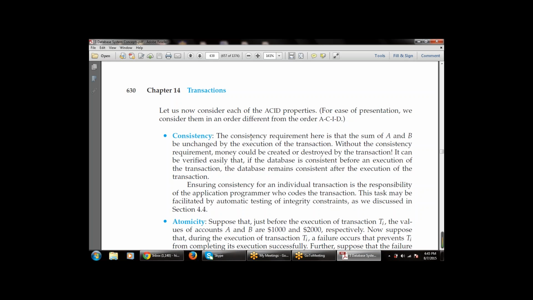So whenever we do operations for a single individual transaction, that is the responsibility of the application programmer who codes the transaction. This task may be facilitated by automatic testing of integrity constraints.